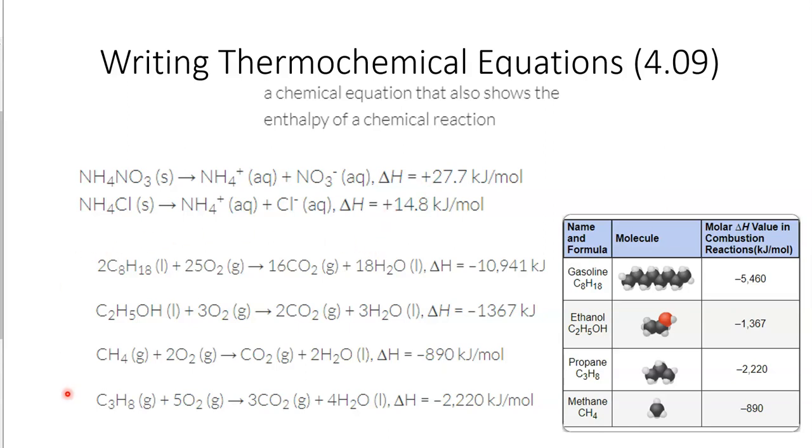Now, all of these reactions down here, if you notice, the enthalpy sign, delta H, is negative. So all of these reactions down here are exothermic reactions. When the reaction happens, there's a loss of energy. Energy is released from the system. These are all combustion reactions. And we all know that combustion reactions release a lot of heat and light, right? They are extreme examples of exothermic reactions.